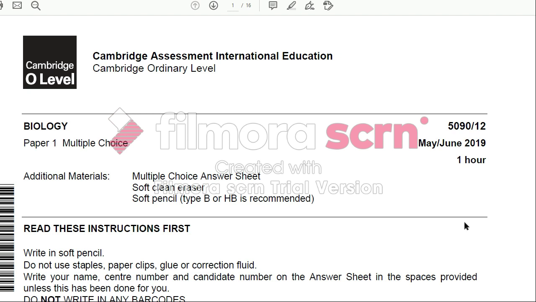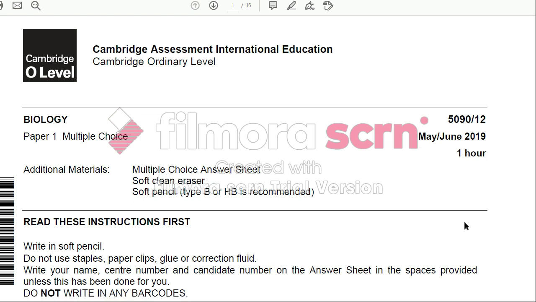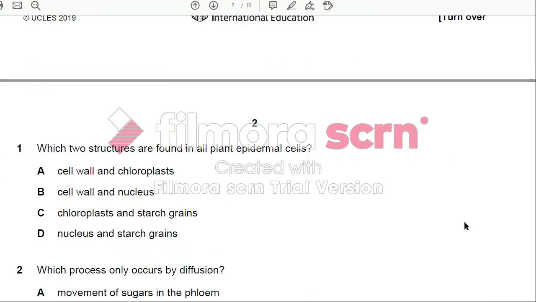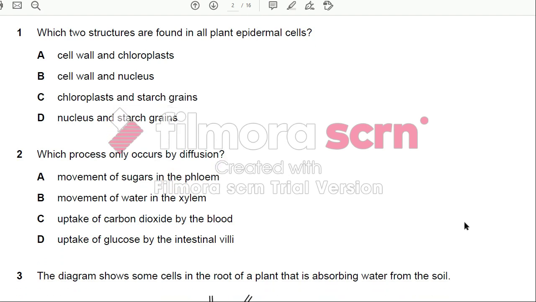Today I will solve a past paper of biology with code 5090, May-June 2090, variant 2. So let's start with question number 1. First question is, which two structures are found in all plant epidermal cells?